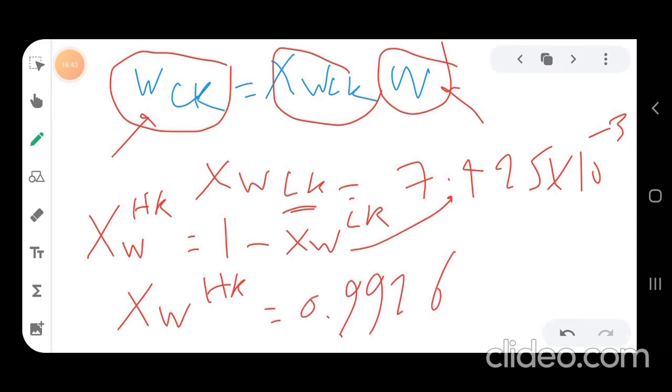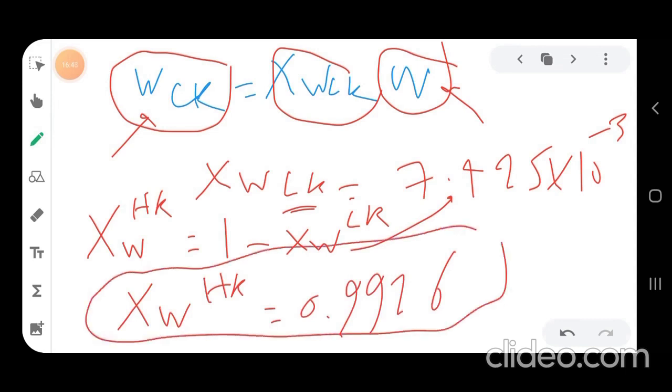Again, why I'm finding all of this? Because we are going to use this later. This x_W,HK will be used later, and everything that we calculated for the material balance, we will use it later. So we are just preparing ourselves, we prepare all the information that we need to use later in the correlations. Okay, now what else?